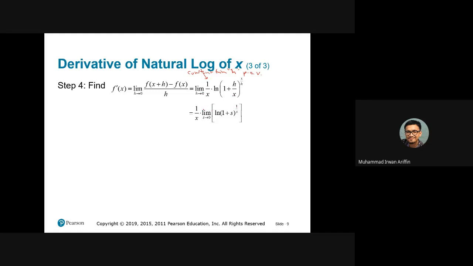So we simply define S. If we were to replace H with S, because X is a constant, focus on H here. Regardless of whatever we do, S would remain and X would remain as it is. X is a constant, so all these would be constant from H's point of view. So we do a simple trick here. We replace this with S.